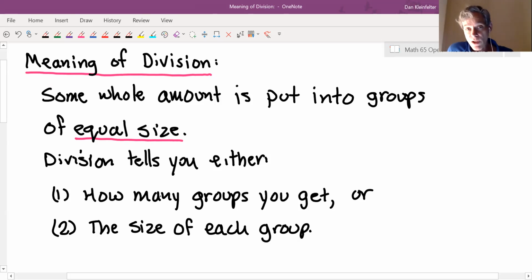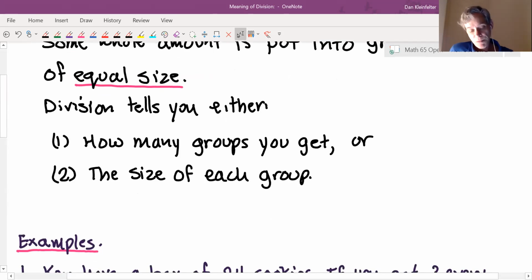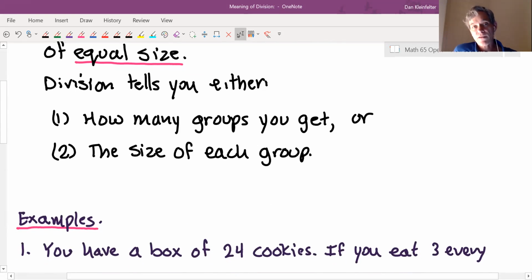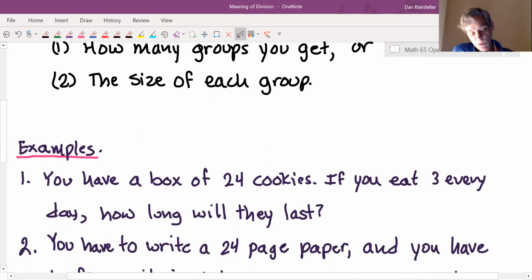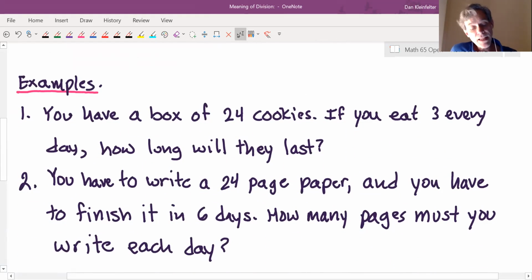What division tells you is one of two things: either how many groups you get or the size of each group. Okay, it tells you one of those two things. So picture having a whole amount of something and you're putting it into chunks of equal size. And so what division will tell you is how many groups you get, how many chunks you get, or how big each chunk is. So let's try some examples. Okay, let's say that you have a box of 24 cookies and you eat 3 every day.